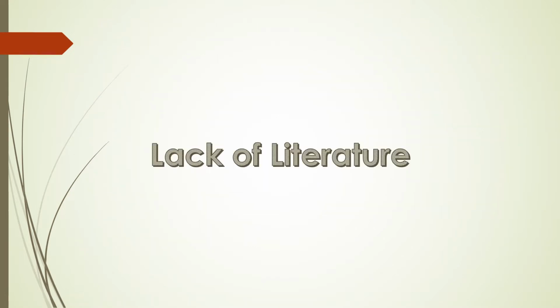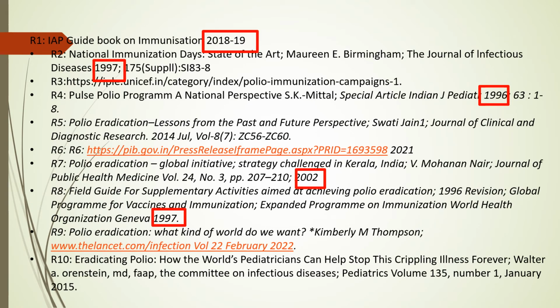Regarding such an important program, which is inflicted on our small children year after year, we would expect a lot of discussions and published literature. What is striking is a lack of recent literature. The latest you could find some discussion about is in the IAP Guidebook on Immunization 2018-19, but that too refers to articles previously. If you look at the references, it's 1997, 96, 2002, 1997.